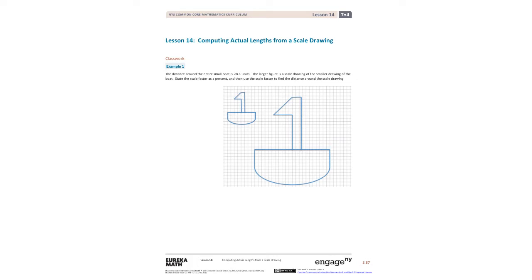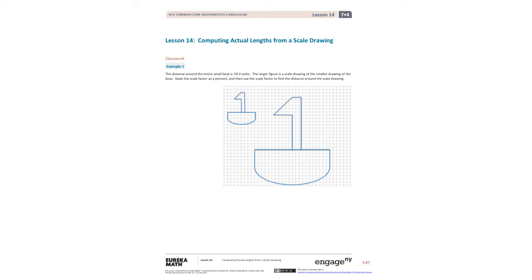Example 1. The distance around the entire small boat is 28.4 units. The larger figure is a scale drawing of the smaller drawing of the boat. State the scale factor as a percent and then use the scale factor to find the distance around the scale drawing.